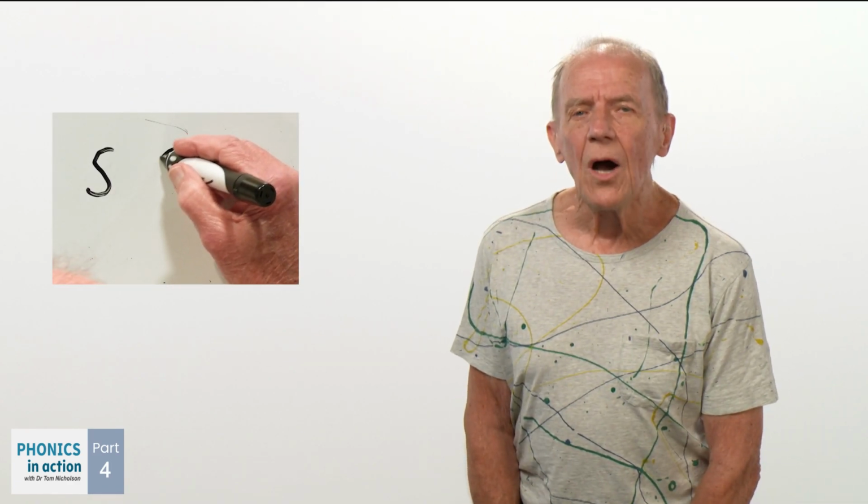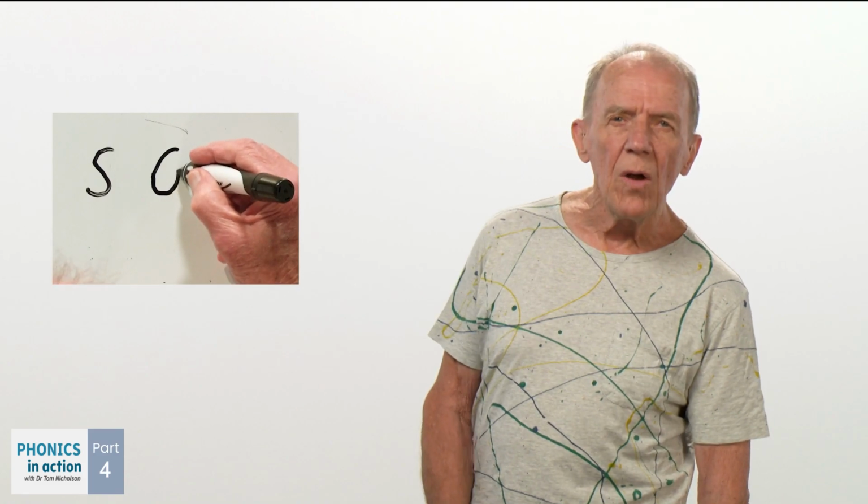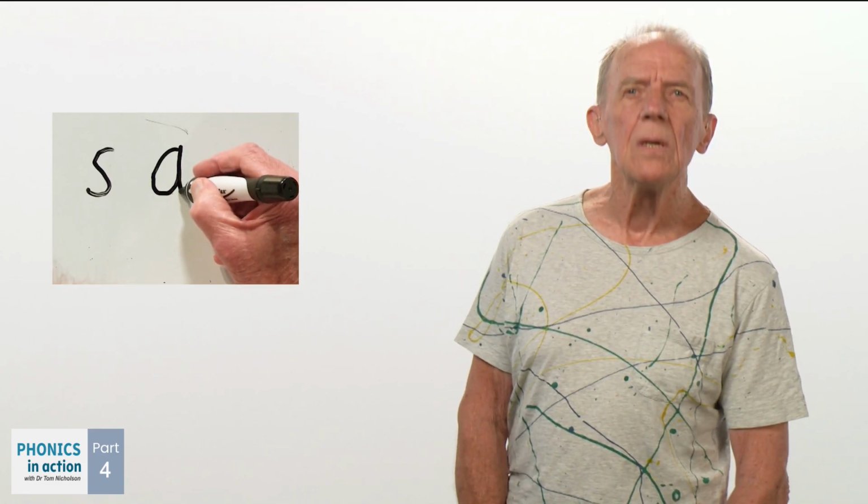So we've looked at the sound, we've said the sound, we've heard the sound, we've made the sound. Now let's write the sound. Okay, I'm going to write the a sound. I start at the top, then I wind my way around to make a circle, and then I go down again to finish the a. So that's how we write the a sound.